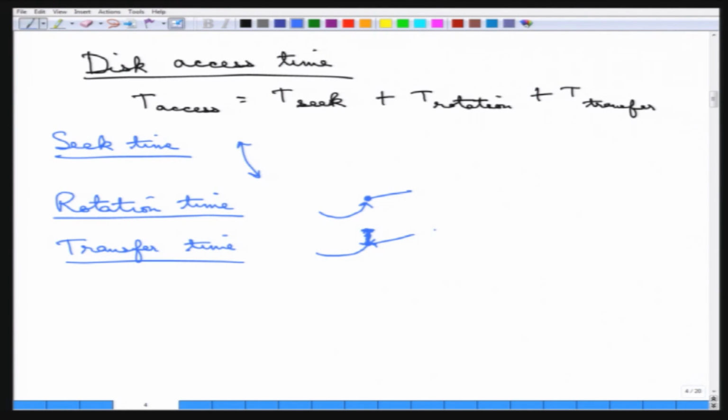So these are the three kinds of things. The typical seek times are generally of the order of 6 to 8 milliseconds. This is milliseconds, mind you.